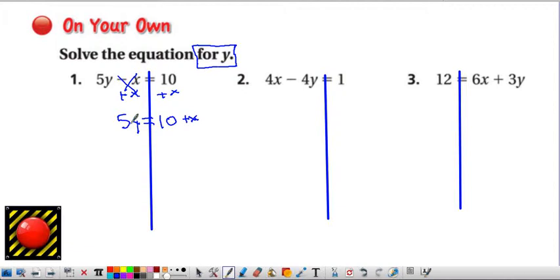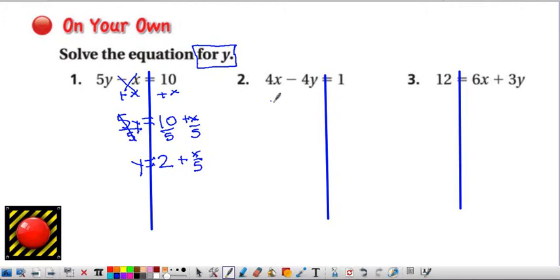Now we still have to get rid of this times 5, and the inverse of times 5 is divided by 5. So we're going to divide every little piece by 5. 5 divided by 5 is 1, and so there's my y right by itself. 10 divided by 5 works out evenly as 2, so we're going to bring that down. And we can't do x divided by 5 because we don't know what x is, so we're going to leave that just as x divided by 5.